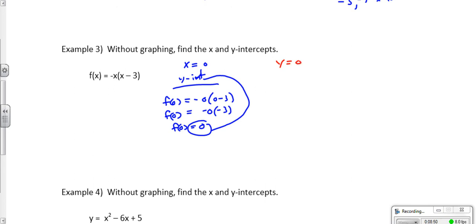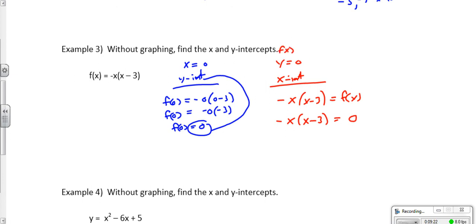If I say y is equal to 0, I'm going to get the x-intercept. So how do you make y equals 0? Well, the y is actually going to be where the f of x is. Let's write that out. So when I say I want to have y equals 0, I'm actually making the f of x become 0. So y equals 0, f of x equals 0, they mean the same thing.